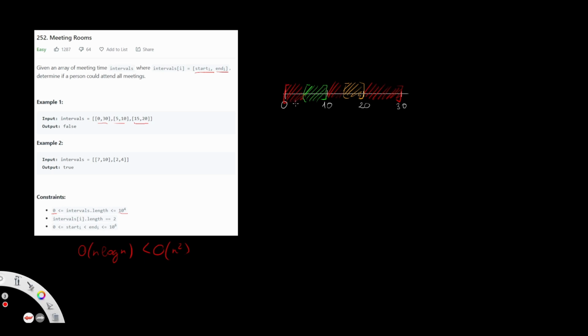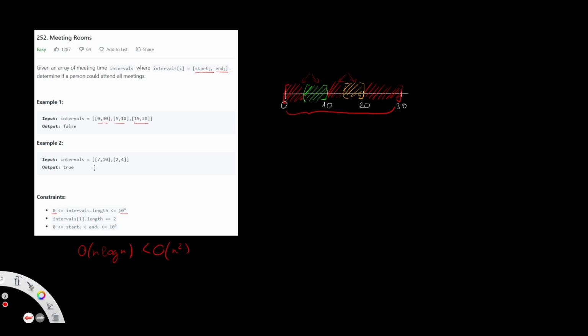We can see that the red interval is overlapping with both of the other intervals, which means that this person would not be able to be in 2 places at the same time. So they would be at the red meeting and the green meeting at the same time, and after that the red meeting and the orange meeting at the same time.